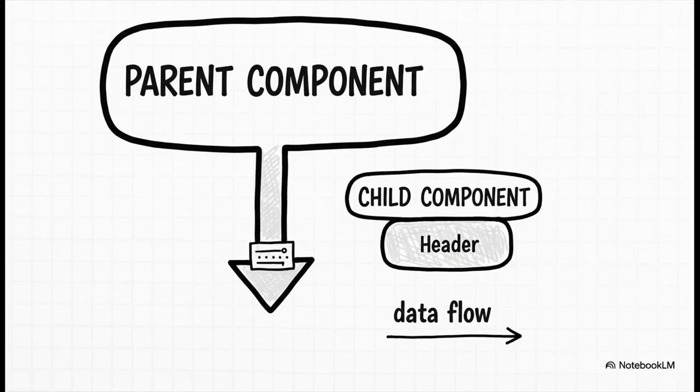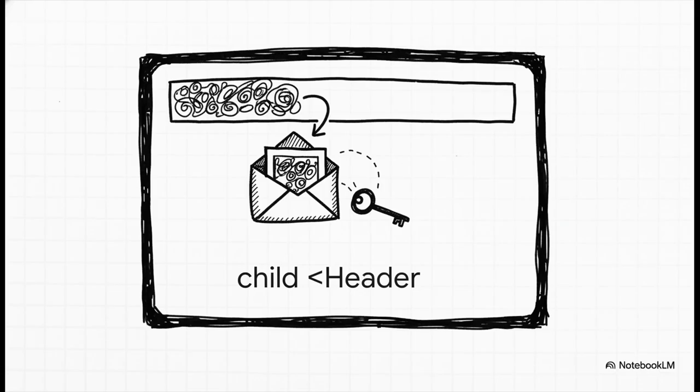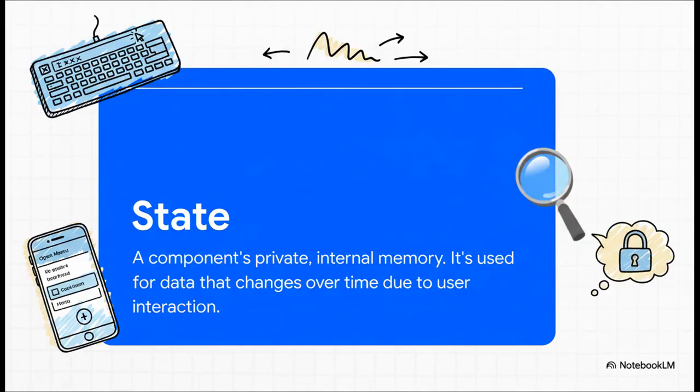The process is actually really similar to just setting an attribute on a regular old HTML tag. And then inside that header component, it can just read that instruction. So whatever title we passed in is exactly what will get displayed on the screen. It's a really simple system, and it's what makes our components so reusable and dynamic. But what about data that changes because a user did something, like they clicked a button or typed in a search box? For that, we have state.